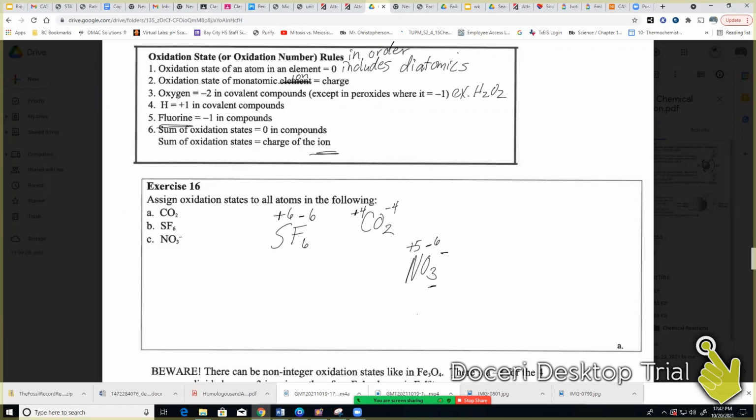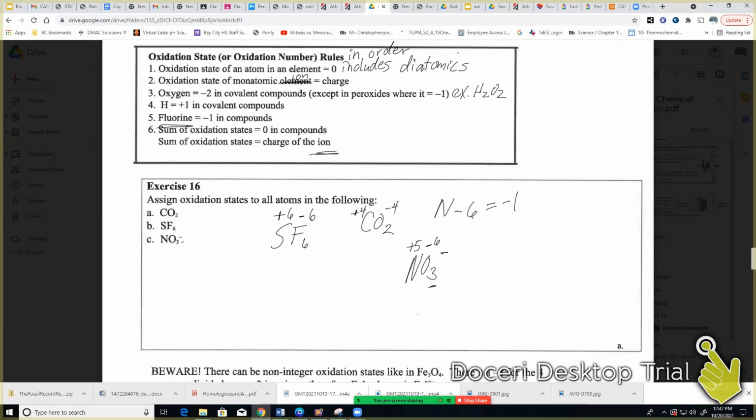Positive five, exactly. And if you struggle a little bit with that, you can actually set up a little system where you can work them out. So let's say that I don't know my nitrogen, so it's my X. I know my oxygen, so that would be minus six, because I have three of them. And that would be equal in this case to a negative one.